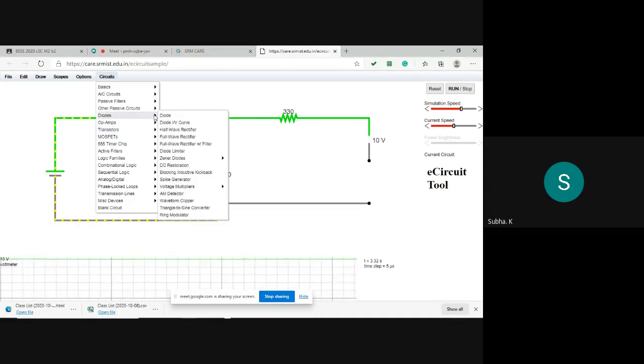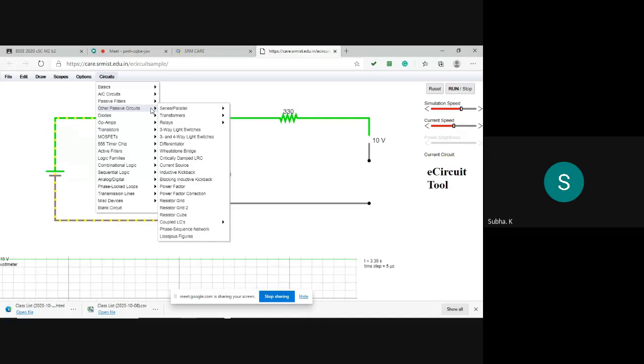I think there is no resistance measurement device there. I'll see how we draw something.